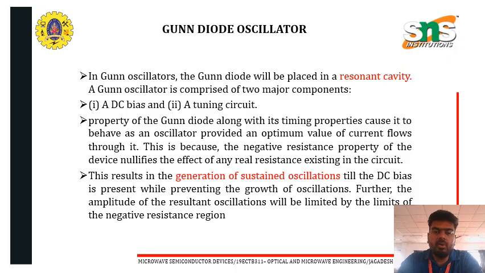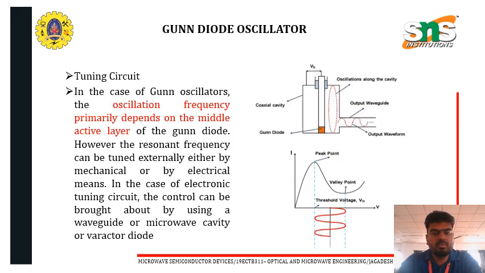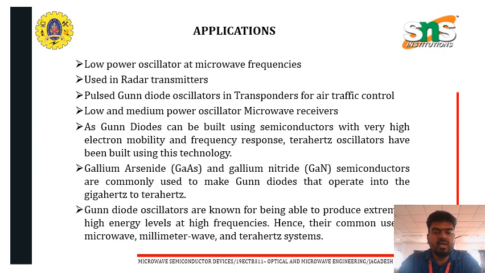Now, the Gunn diode oscillator. In a Gunn diode oscillator, the Gunn diode is placed in a resonant cavity. A Gunn oscillator comprises two major components: a DC bias and a tuning circuit. In the case of the oscillator, the oscillation frequency primarily depends on the middle active layer of the Gunn diode. However, the resonant frequency can be tuned externally by either mechanical or electrical means. Applications include low power oscillators in microwave frequency applications, radar, and air traffic control.